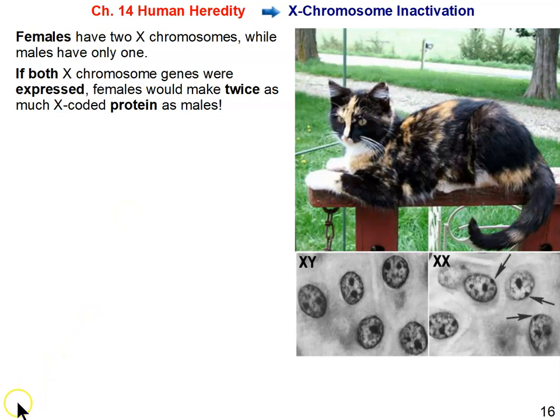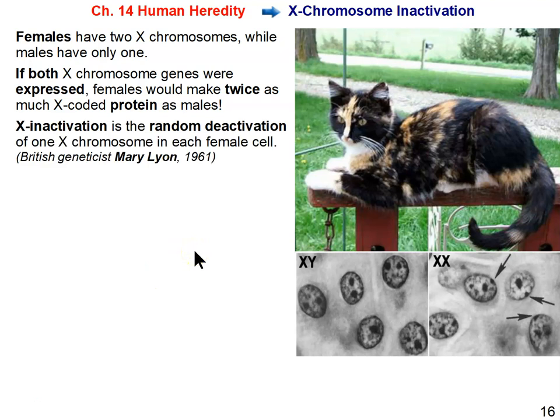So that's a problem. And the way that nature or evolution has overcome that problem is to turn off one of the X chromosomes in every cell in every female. And that's known as X-inactivation. It's the random deactivation of one X chromosome in each female cell.